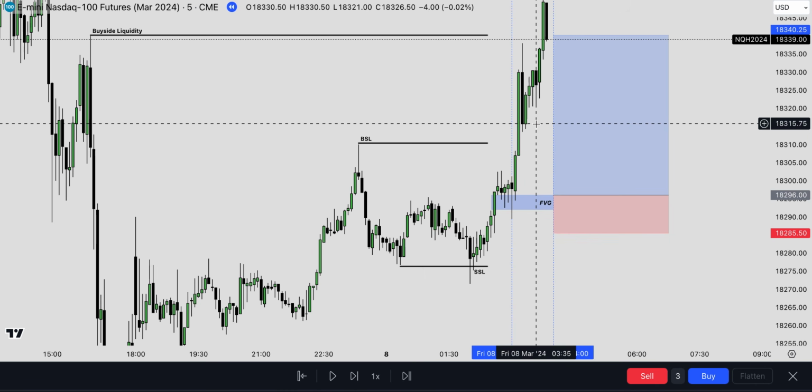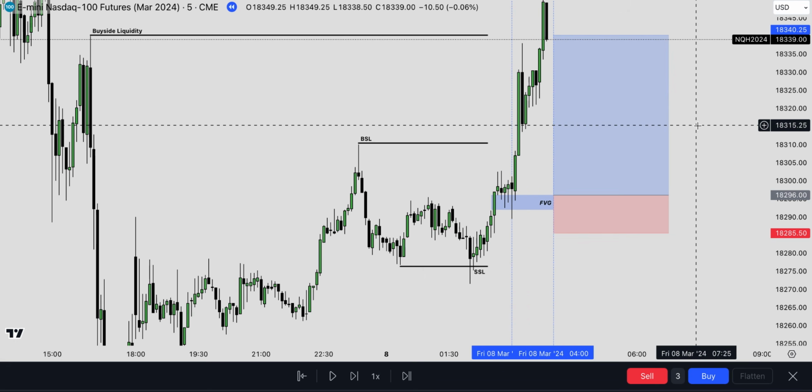But yeah, these are the type of trades that we do take inside of the live signals room, okay? Anyways, now that you've seen a London session example, let's go over a New York AM silver bullet example.